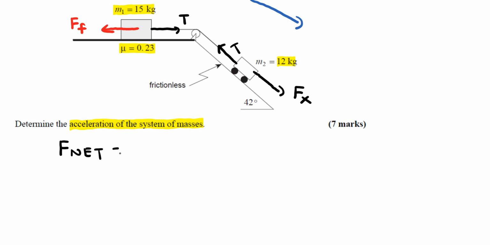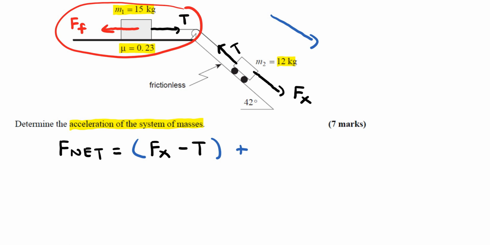So F-net equals... Now, since this entire problem is going in the downwards direction, we're going to take our horizontal force, which is Fx, minus the tension in the rope. Oops, let's keep the colors the same. And then we're going to add that to the forces on this block, and that's going to be the tension minus the force of friction.